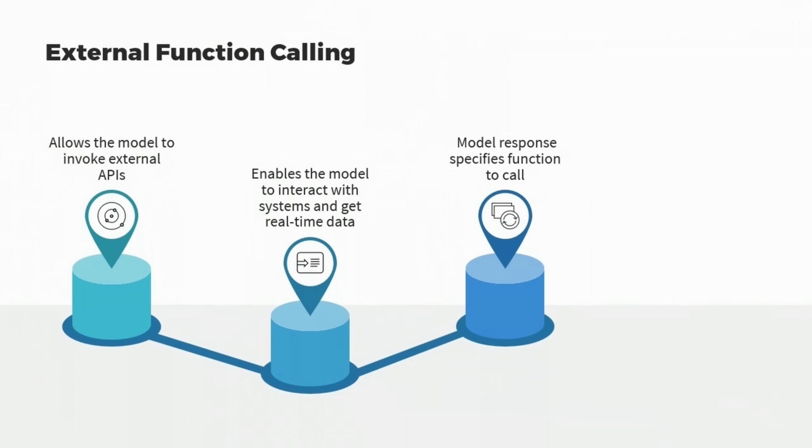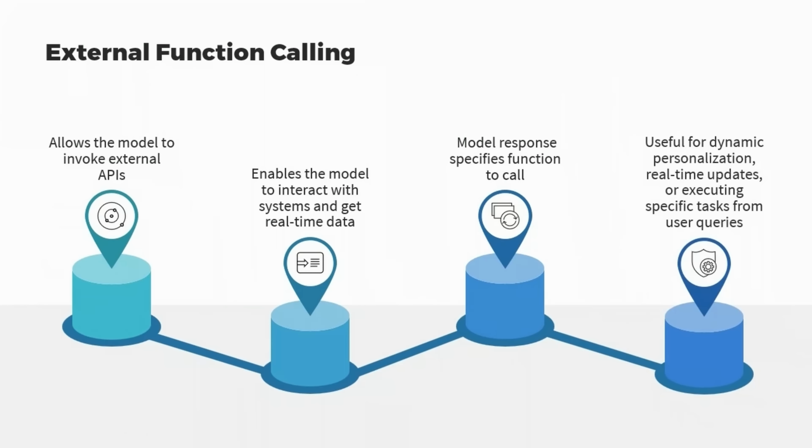Please note that at this point in time, the model does not directly invoke the external API to make function calls. These external function calls may require additional authentication not available to the model. External function calling is very useful for applications like dynamic personalization, real time updates, database lookups, or executing specific tasks tied to user queries.